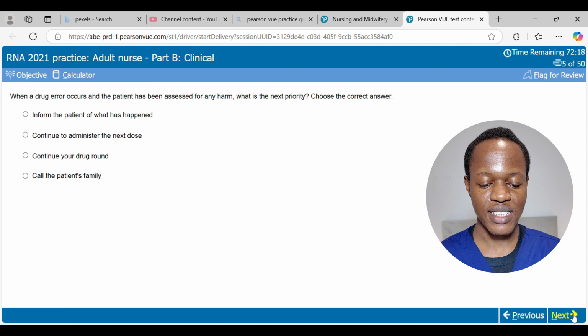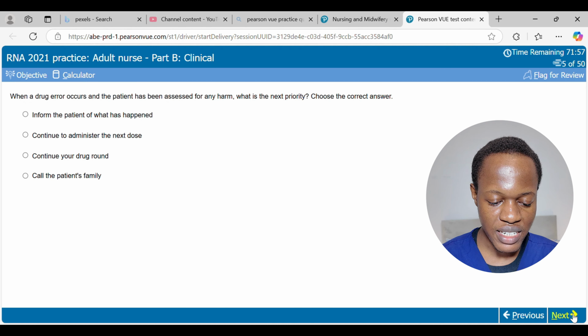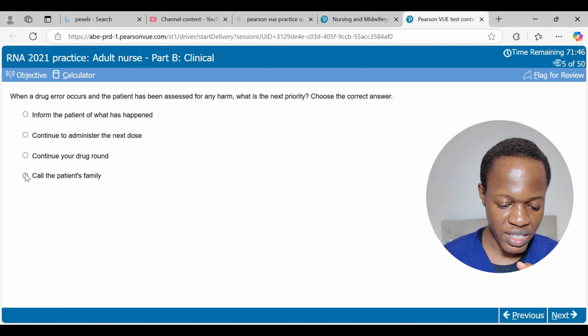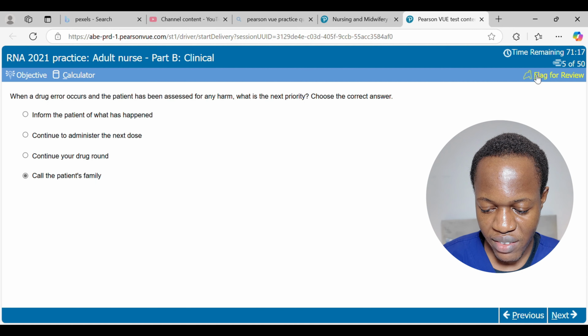Okay, the next question says, when a drug error occurs and the patient has been assessed for any harm, what is the next priority? Choose the correct answer. A. Inform the patient of what has happened. Continue to administer the next dose. Continue your drug round. Call the patient's family. I think it should be call the patient's family. So if you are not sure about any question, you can always flag for review.